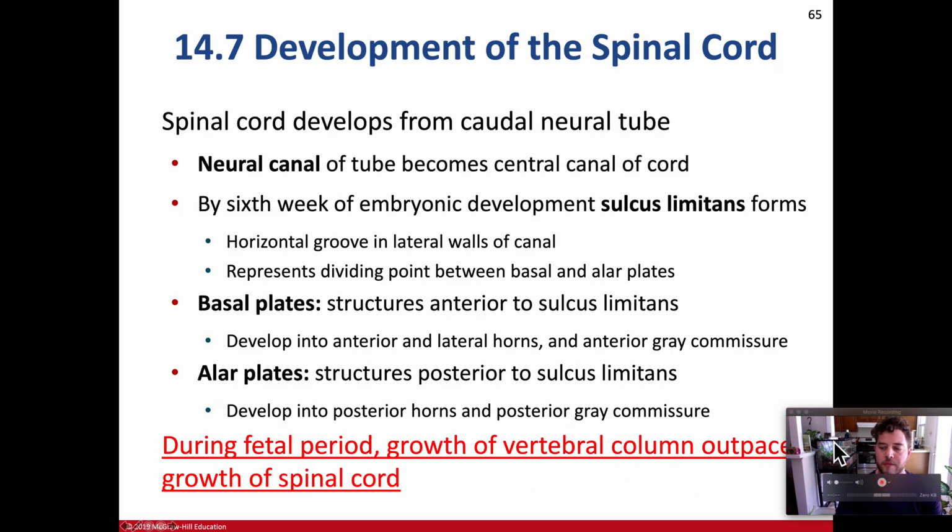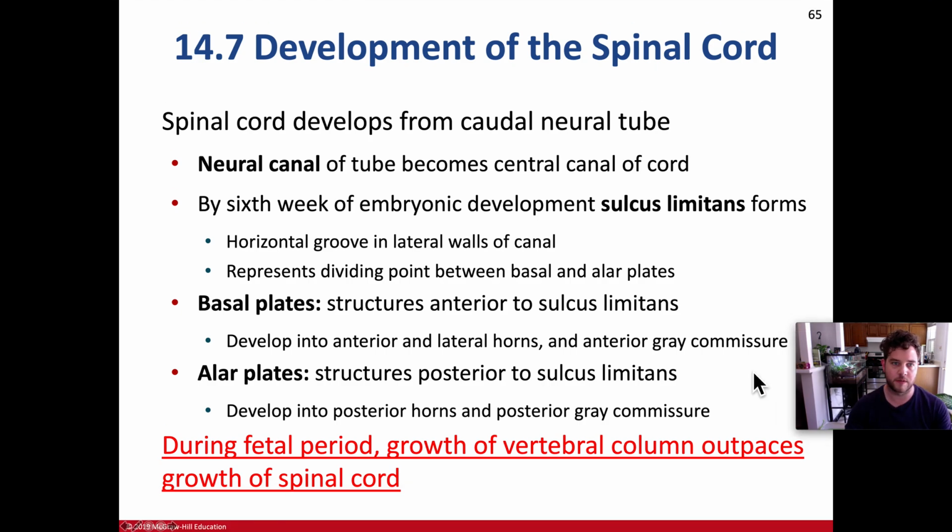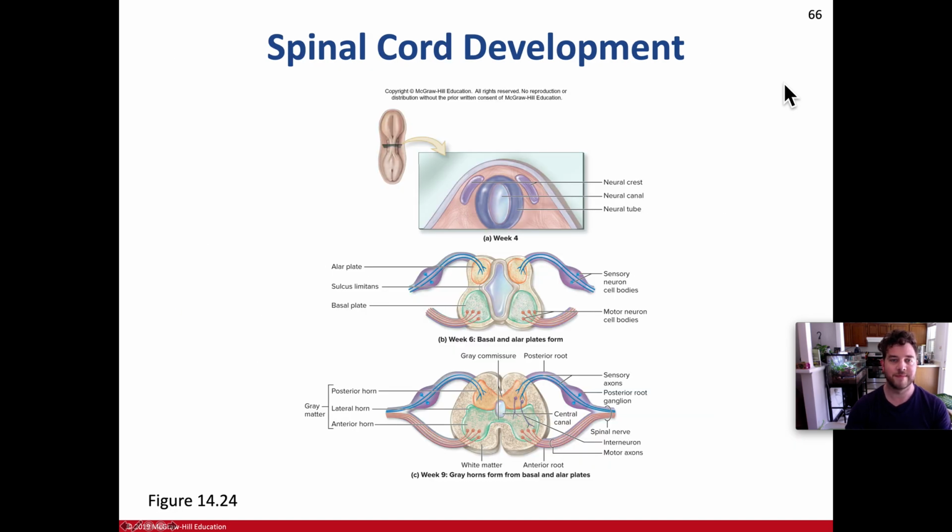Development of the spinal cord. I'm going to be very straightforward with this, just one slide. You have your neural canal, because the development of the spinal cord is much simpler compared to the brain. By the 6th week of development, you have the sulcus limitans forming. What I really want you to understand is that during the fetal period, growth of the vertebral column outpaces growth of the spinal cord. That's why your spinal cord stops at about L1, whereas your vertebrae keep on going. The rest of this stuff, read it. And there's this picture, again, just showing that development.